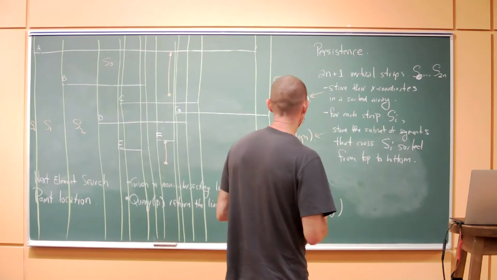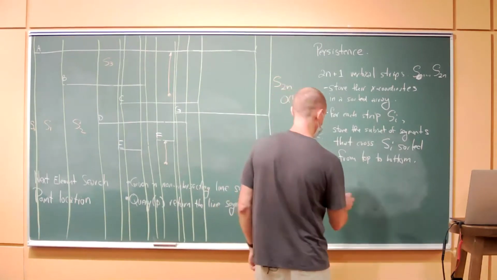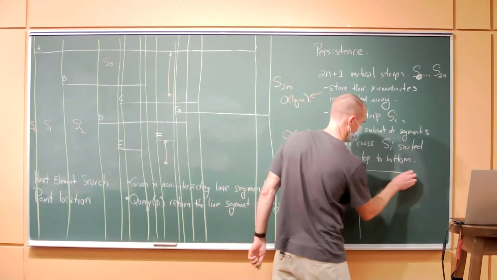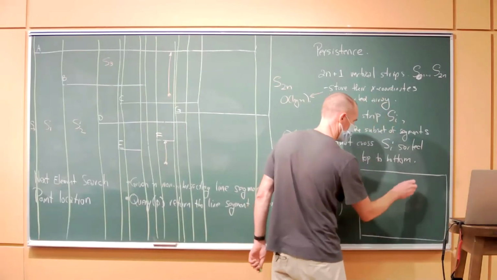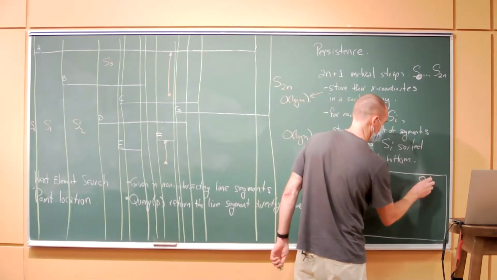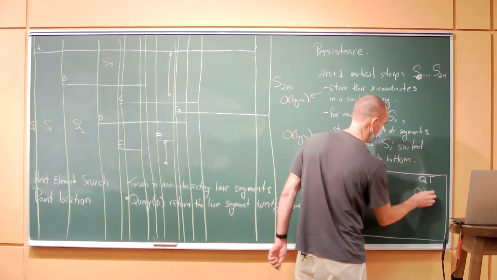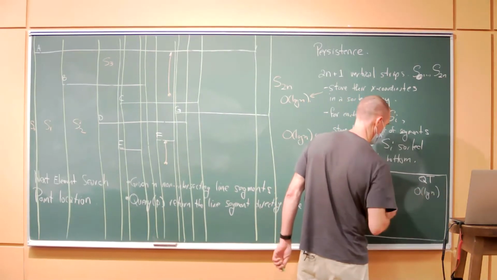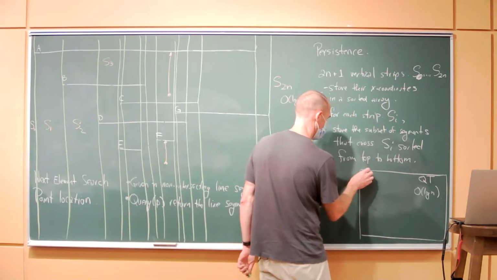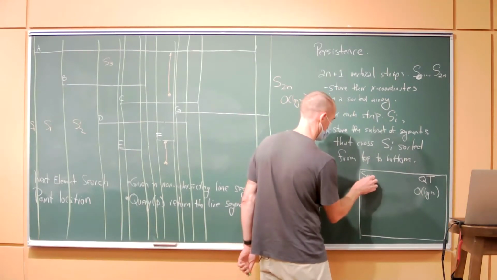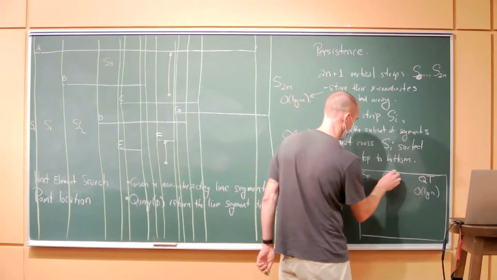All right. So this is the naive thing. And we're going to keep track of how well we're doing. This one does well with the query time. It's O of log n. But we also need to know about space and construction time.